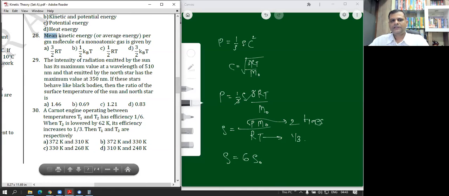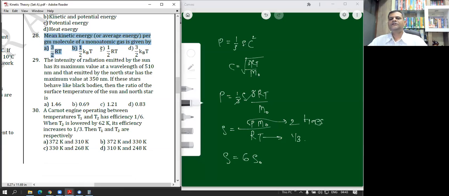Yes, can you solve this orally? The mean kinetic energy of per gram molecule for monoatomic gas is given by per gram molecule, मतलब ही वो number of moles हो गया ना, so it is going to be 3/2 RT only.